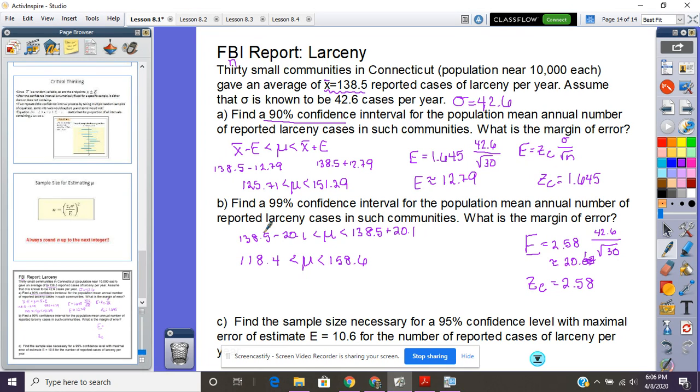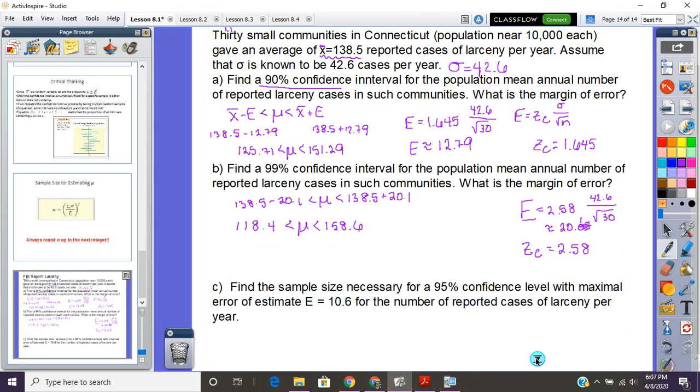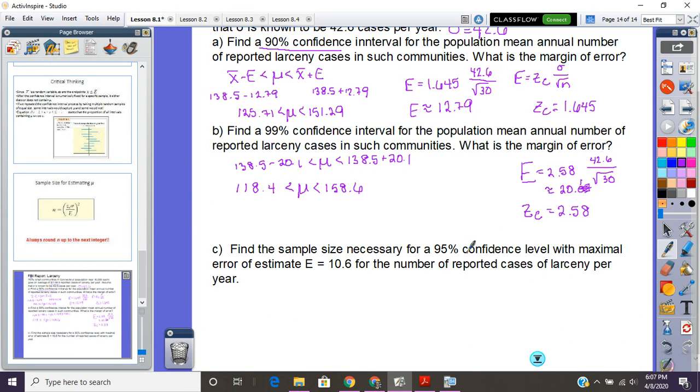All right, so part C is now we want to find a sample size. Let's hide this so we can see what we're doing. So find the sample size necessary for a 95% confidence level with a maximal error of 10.6 for the number of reported cases of larceny per year. Okay, notice now we are given the E. We don't know the sample size, but we do know we want a 95% confidence interval.